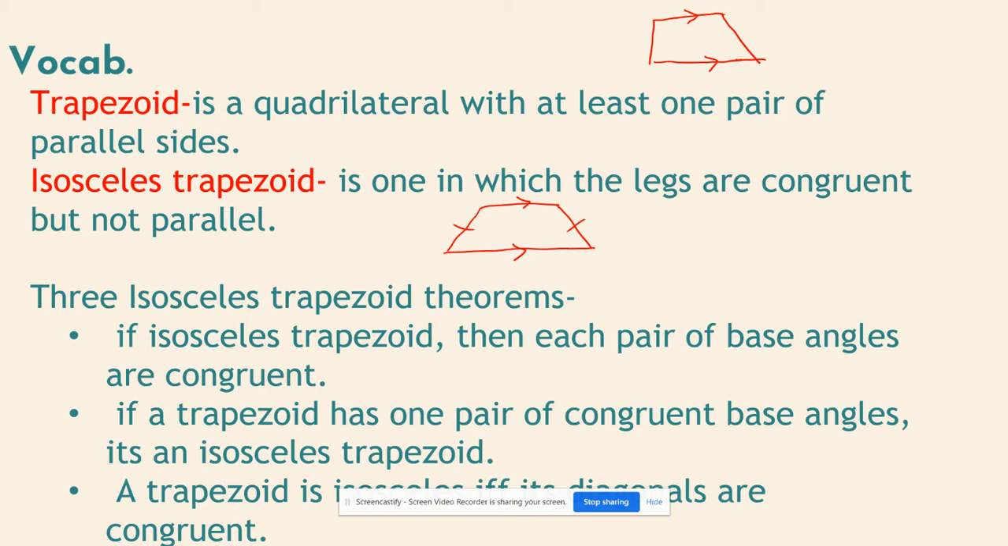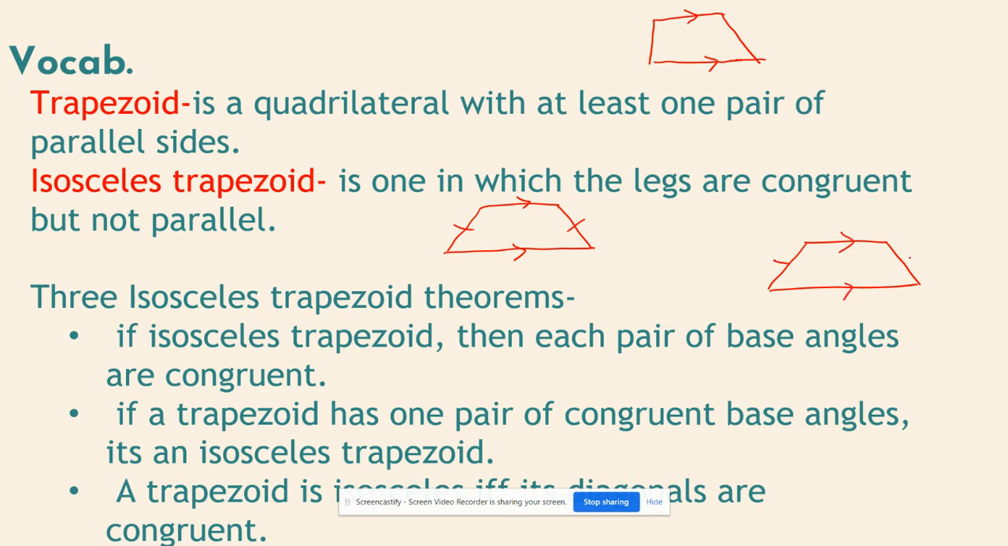There are specific properties of an isosceles trapezoid. These next three bullet points are going to go over these theorems, and the majority of your work is really understanding how to apply those theorems to problems. Okay, so if it's an isosceles trapezoid, then each pair of base angles are congruent.